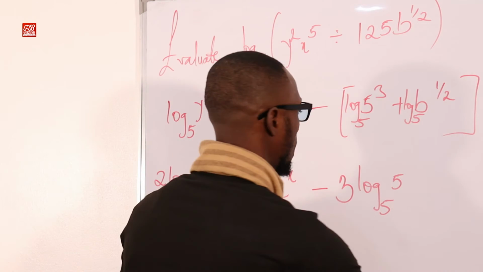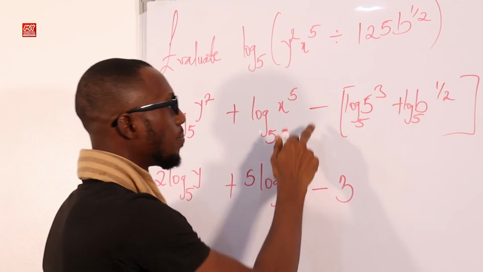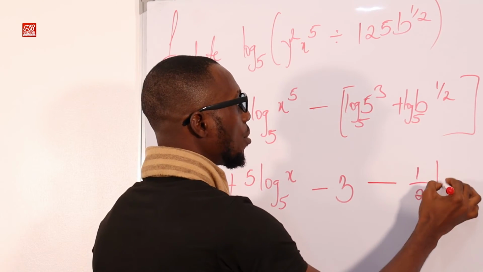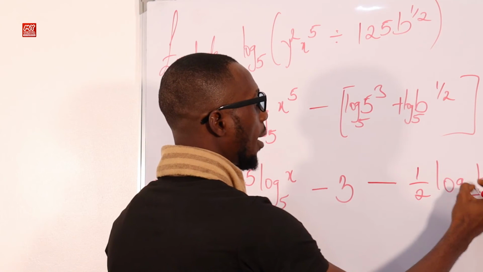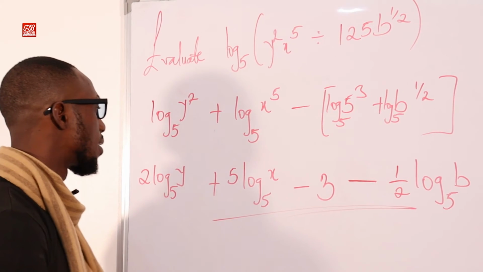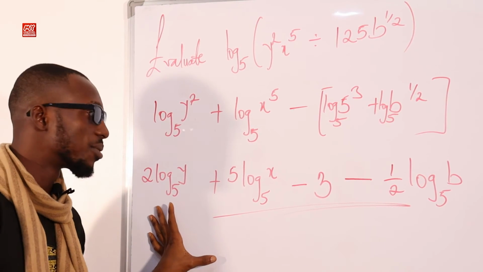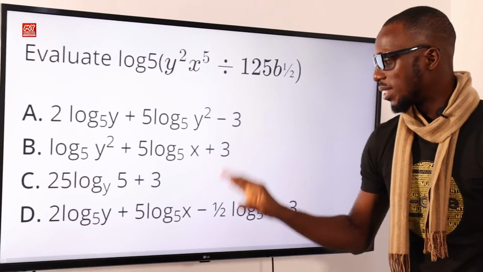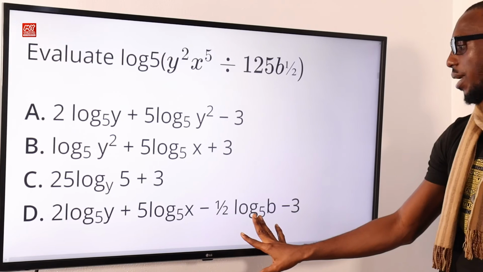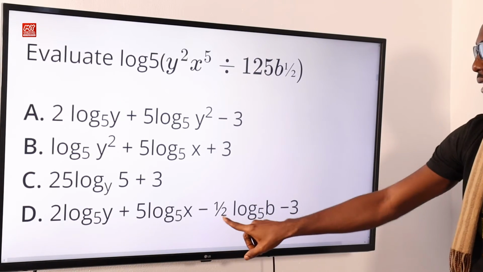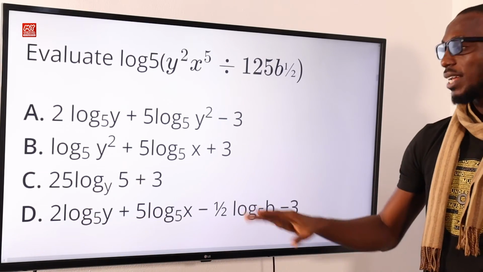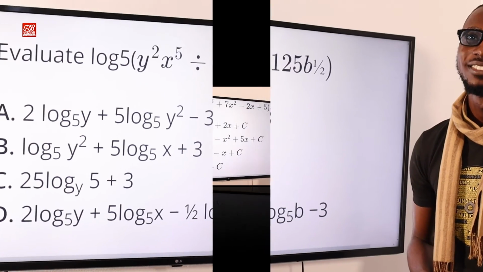So I can pull this off. Minus times plus, we have minus. This half comes here, 1 over 2 log base 5 of b. So this is our answer. We have to go back to the screen to select the correct option: 2 log base 5, 5 log base 5, and what have you. Scan through the options provided and you will see that option D is the correct option. We have minus half log base 5 of b minus 3. Just make your comparison and you will confirm option D is correct.